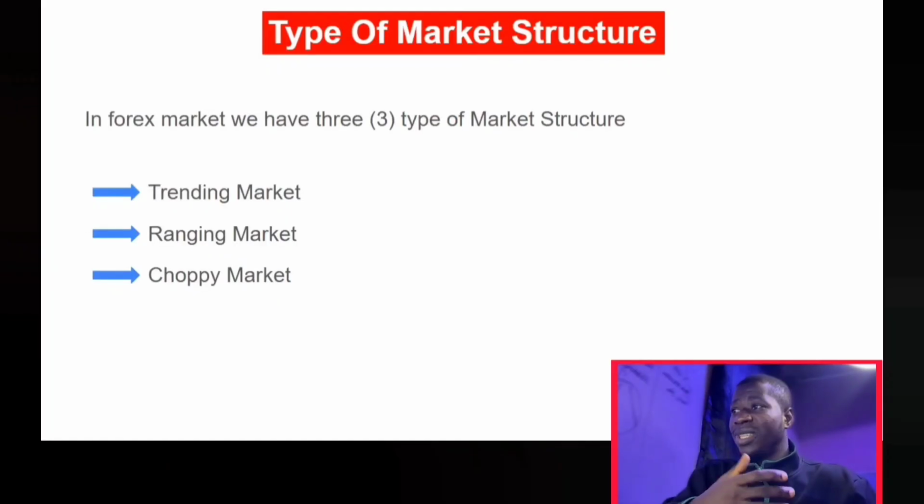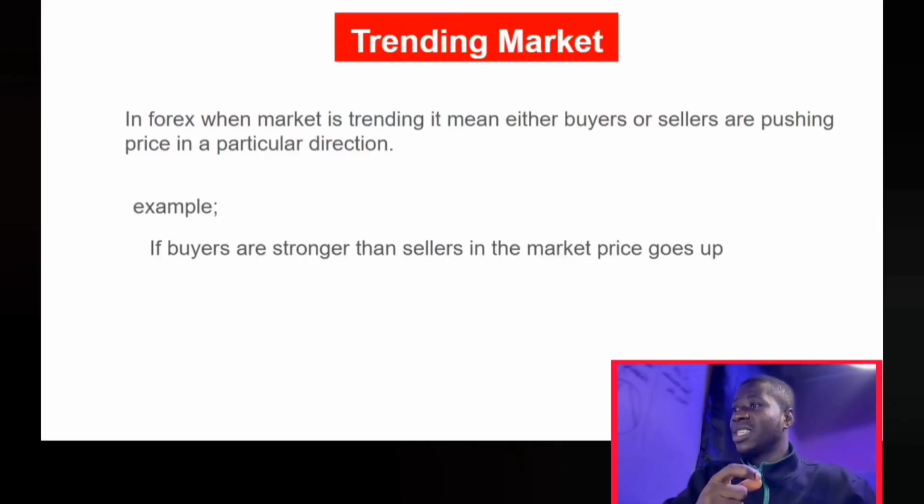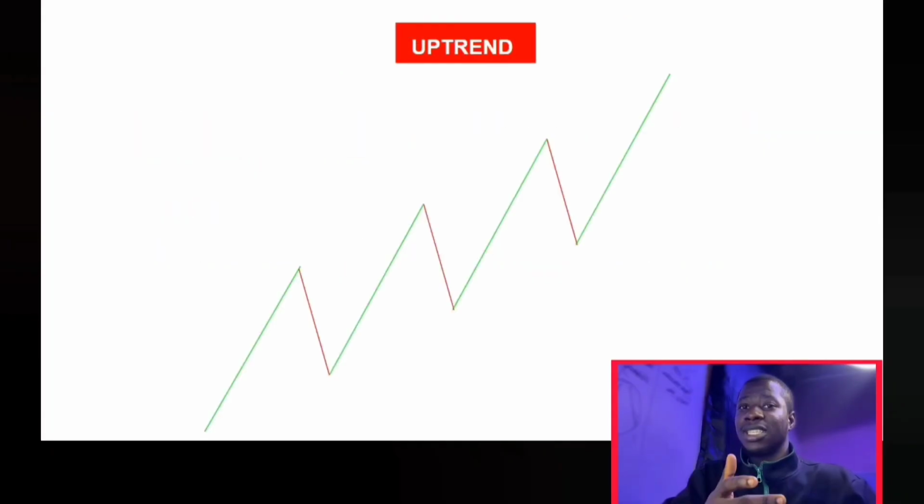Now guys, we're going to be dissecting the different markets and how you as a trader can understand and trade them better. Now for the trending market in forex, when the market is trending, it means either buyers or sellers are pushing price in a particular direction. So for example, if buyers are stronger than sellers in the market, price often trades up or goes up. This is a diagram illustration that shows how it is when the market is trading up.